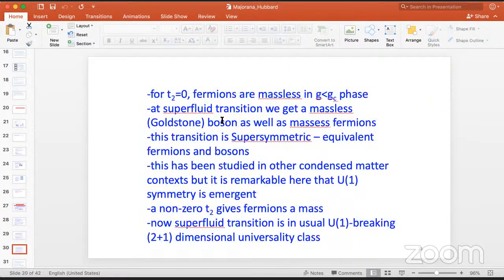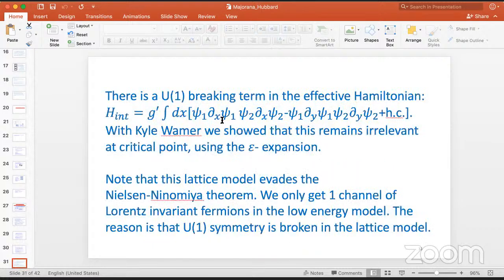And there's also a U(1)-breaking term. I studied this with Kyle Weimer, my PhD student. So the U(1)-breaking term is higher dimension. It's ψ1 ∂x ψ1, ψ2 ∂x ψ2, minus ψ1 ∂y ψ1, ψ2 ∂y ψ2. So this is even a higher dimension. This would be dimension 6, because the fermions have dimension 1 and we have 2 derivatives.